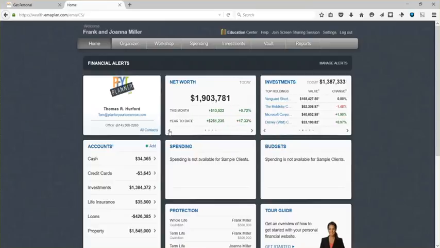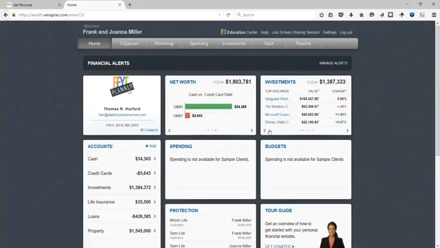Here's the breakdown of assets and liabilities. You see that this tabs back and forth. Changes to the net worth this month and year to date, and a graph, and then sort of an example of your cash on hand and credit card debt, which we thought was kind of a useful item.